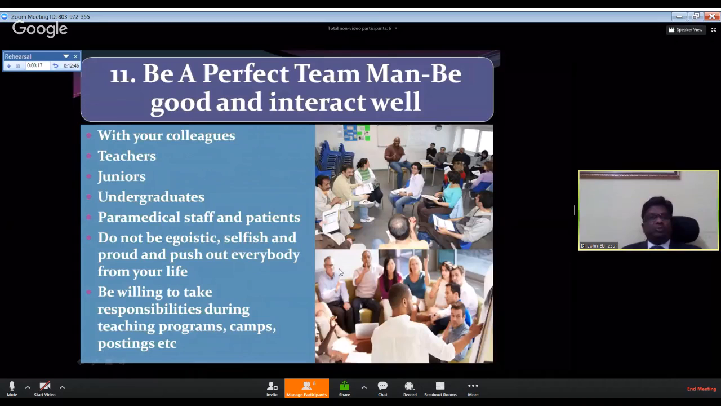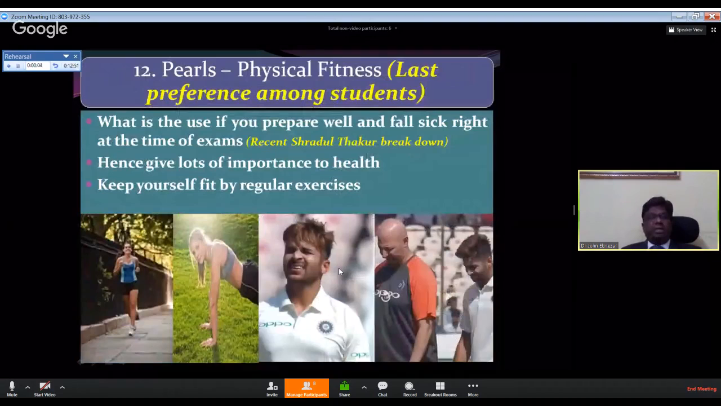And then, finally, physical fitness. This is the last difference among students. Seldom have I seen these students doing physical exercise. What is the use if you prepare well and fall sick right at the time of exams? Recently, you might have seen Shardul Thakur. He broke down in his first test match after 14 balls. What is the point? If you break down at the most important part of your life, then your opportunity is gone. Hence, give lots of importance to health. Keep yourself fit by regular exercise and don't be a victim of smoking, alcohol, drugs, etc.